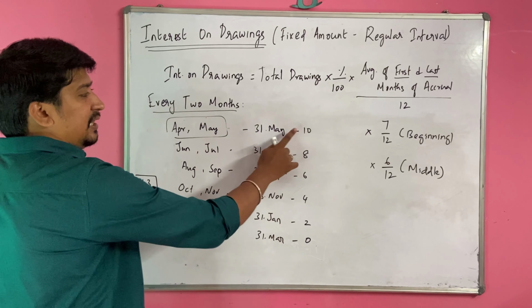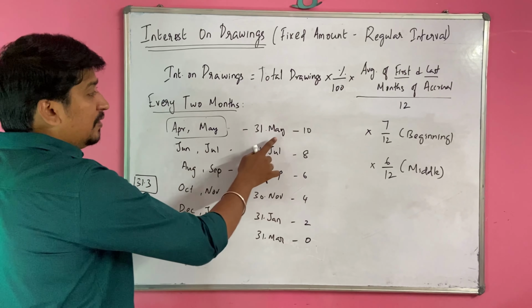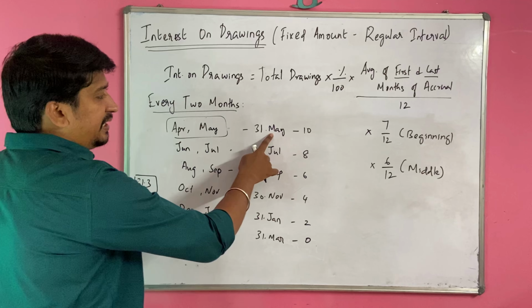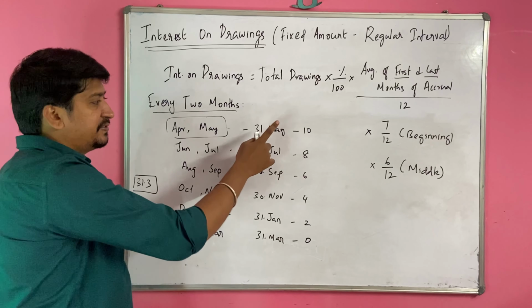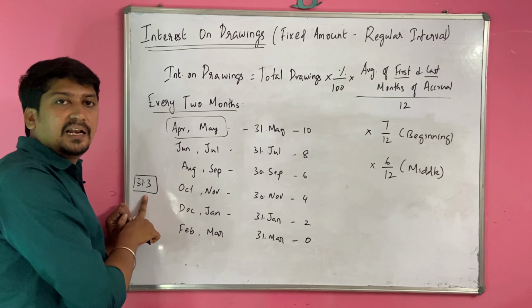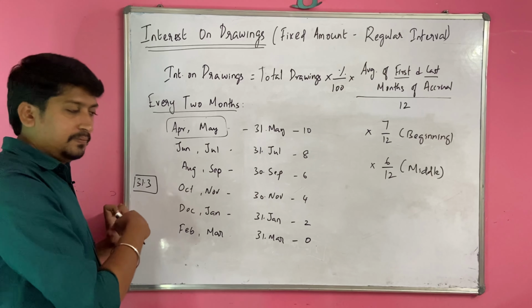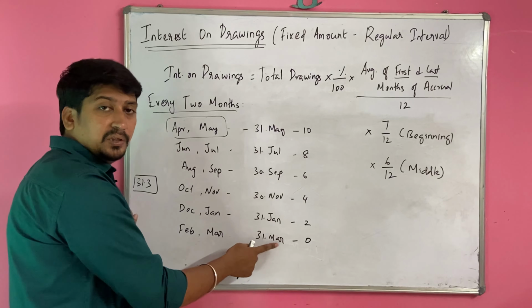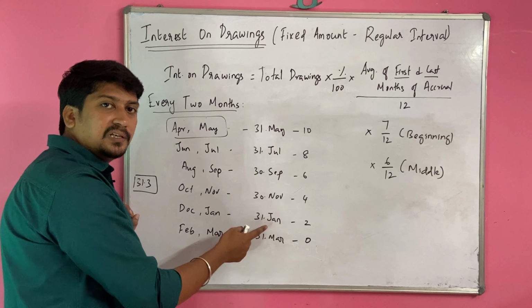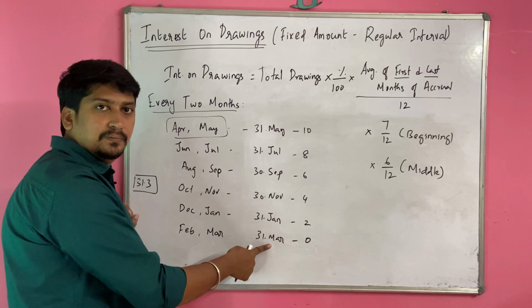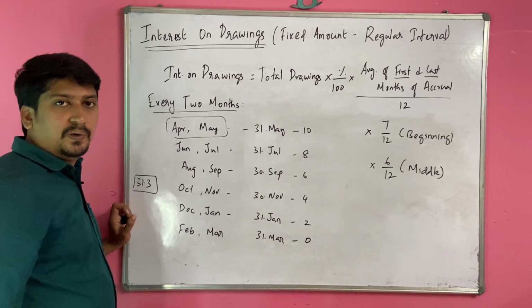For the amount taken on this date, he has to pay 10 months' interest because from this date to this date only we will calculate interest. On this date, the drawings account will be closed. And he took the amount on this date and the drawings account is also closed on this date. So there is no interest for this one.